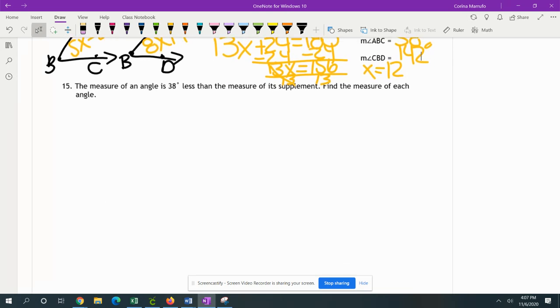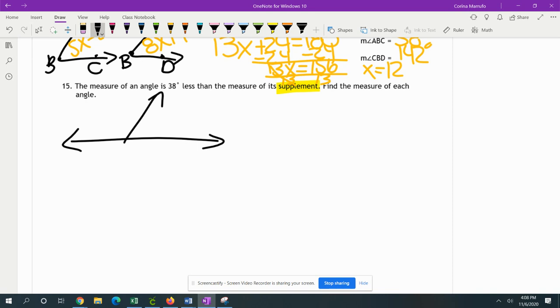All right, the last example. Okay, it says here the measure of an angle is 38 less than the measure of its supplement. So even though it doesn't say supplementary, the supplement means that they add up to 180. Find the measure of each angle. So this time I'm going to draw it as a linear pair. Okay, remember supplementary angles can be a linear pair, they can be separate. They don't have to be side by side.